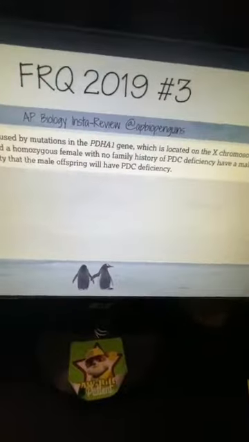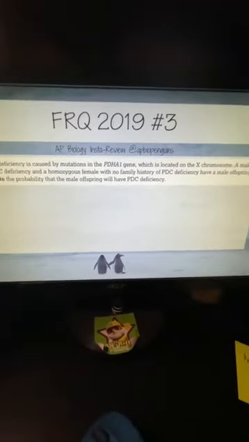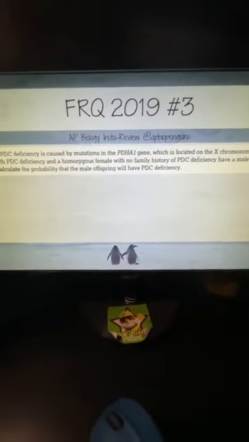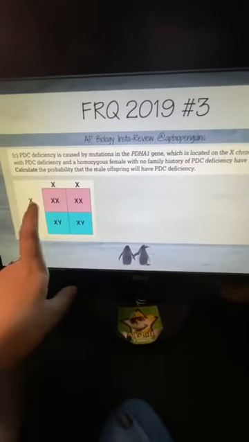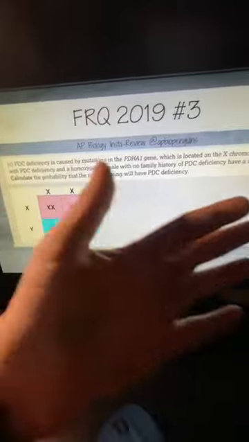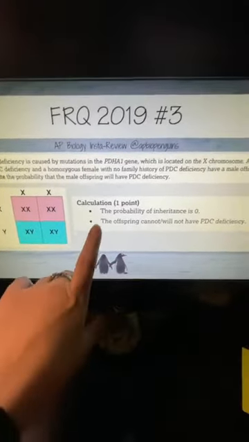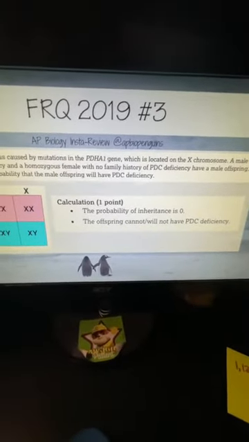And so what we see here is that they're saying that a male with PDC deficiency and a homozygous female with no family history have a male offspring. Calculate the probability the male offspring will have the PDC deficiency, okay? Well, if the male has it, he's going to pass on his Y chromosome, right? So here's our male affected. The only thing that he can pass on to his sons is that Y chromosome. So there's no way that that trait can be passed on, so there'd be a probability of 0, okay? The offspring will not and cannot have the PDC deficiency. And so that is our short FRQ.